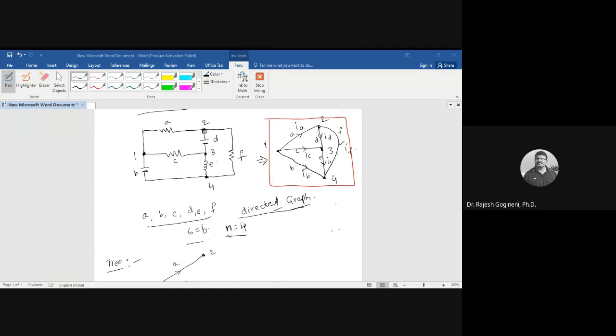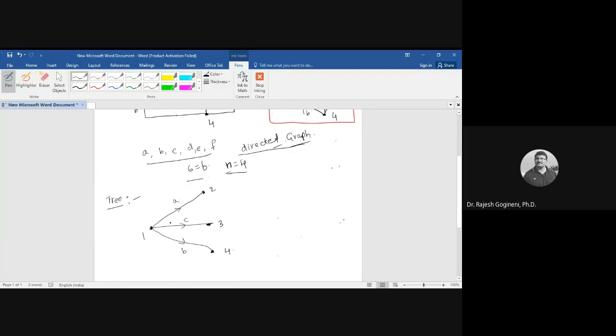Can you tell me any branches which are branches of the tree? Because one graph may have any number of trees. Here I have written one, ACB. Suppose, see, again I am representing one more. It should have all the nodes 1, 2, 3, 4. Can you write one more?